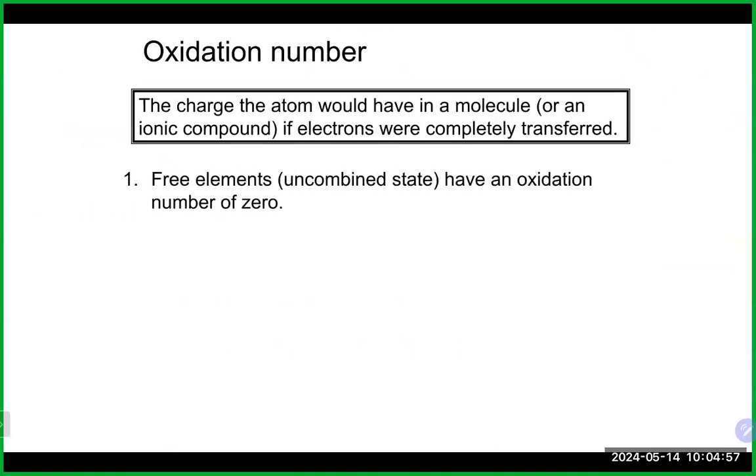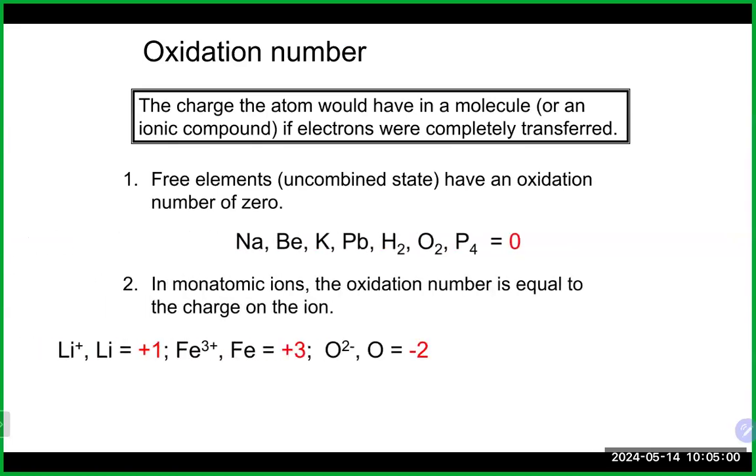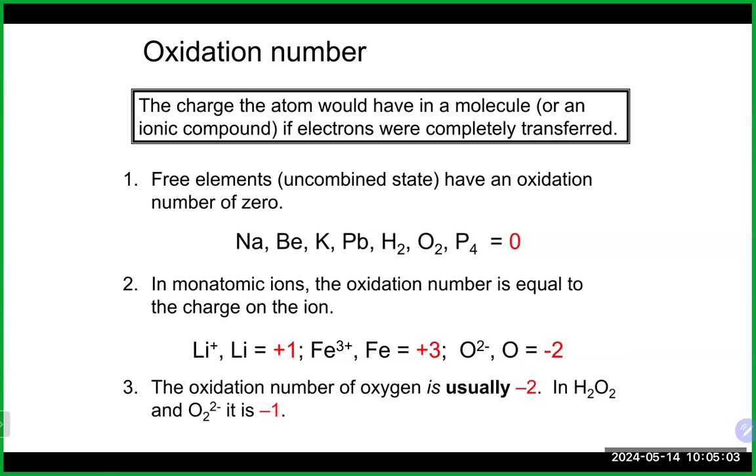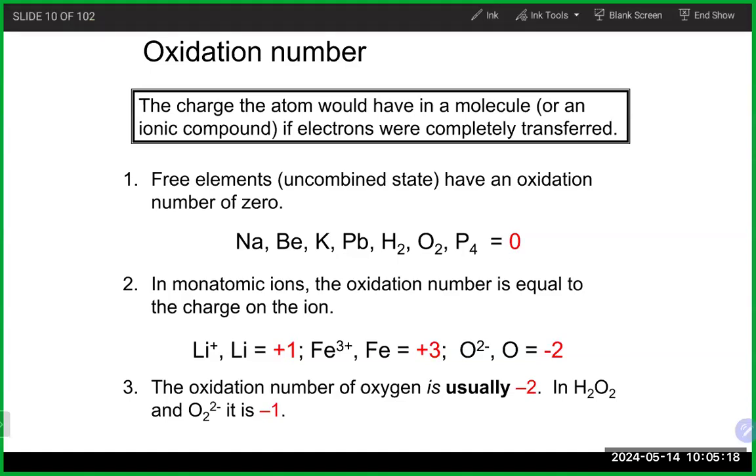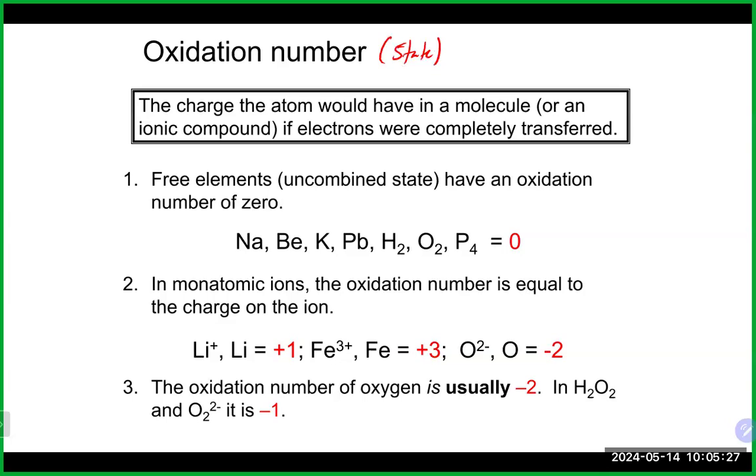So speaking about identifying what's going on, being able to correctly identify oxidation states and numbers is really important in basic redox reactions, but also really important when we talk about galvanic cells a little bit later on and some other things, to really understand what is being oxidized and what is being reduced. So the main way that we look at that is by looking at oxidation number, or state, and this is sometimes referred to as oxidation state. The oxidation number is the charge the atom would have in a molecule or an ionic compound if the electrons were completely transferred.